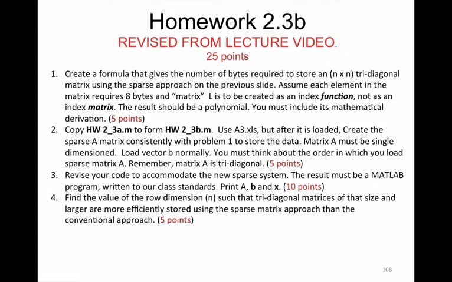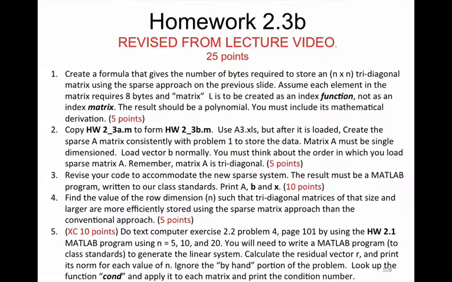How would you go about doing that? Finally, is extra credit. Go back to the text, go to page 101, problem 4 in computer exercise 2.2, and this time go back to homework 2.1 MATLAB program because we just want to keep this simple, and create the Hilbert matrices with n equals 5, 10, and 20.